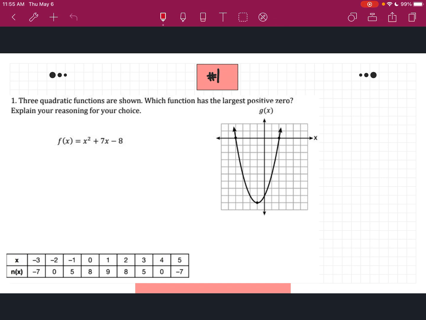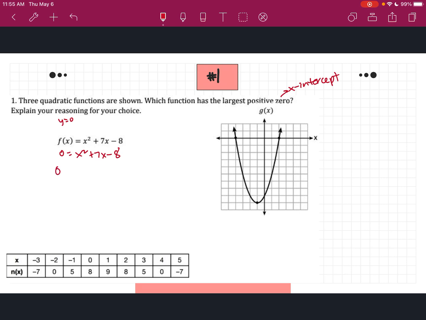So to do this, finding the zeros for each of the functions would be a good strategy. So finding the zeros for f of x, remember a 0 is when y equals 0. It's your x-intercept. So to find that, we need to solve this. Okay, 0 equals x squared plus 7x minus 8. So to do that, you can either factor or you could use the quadratic formula. Here, the factors are pretty simple.